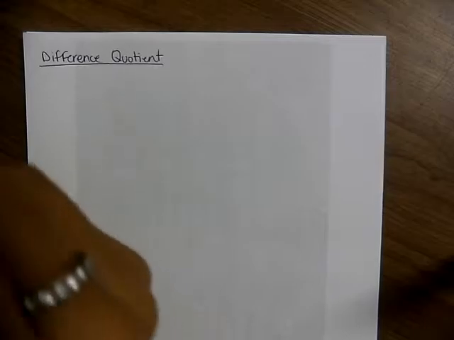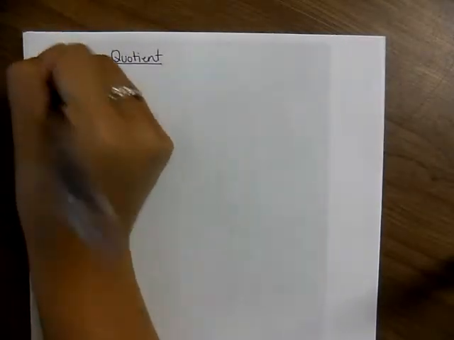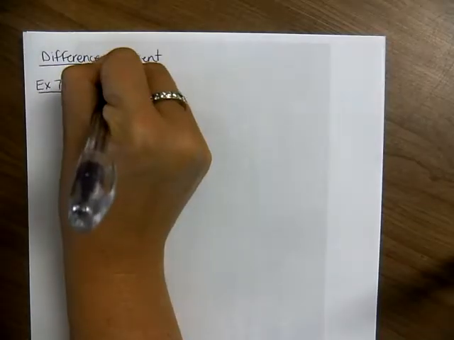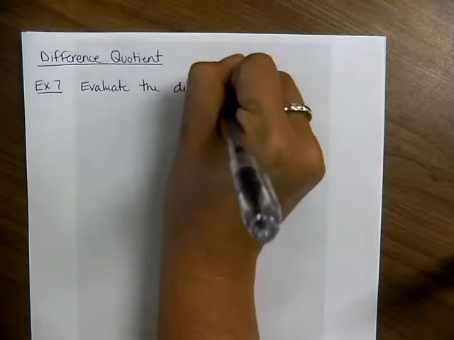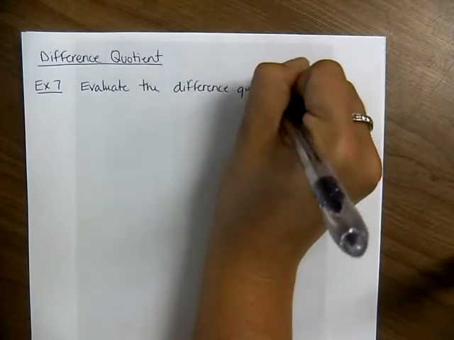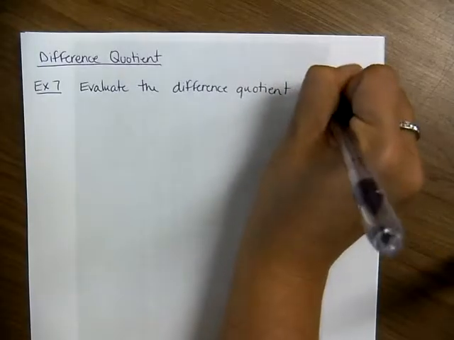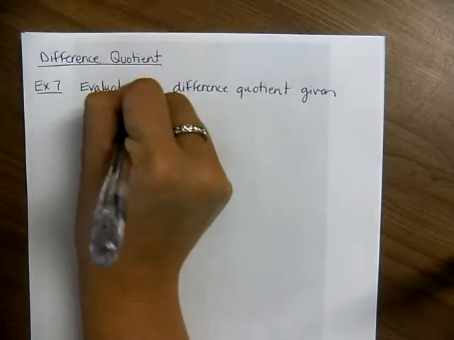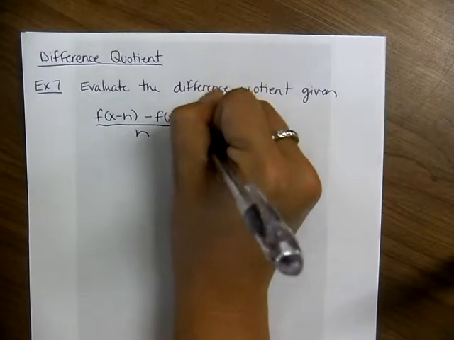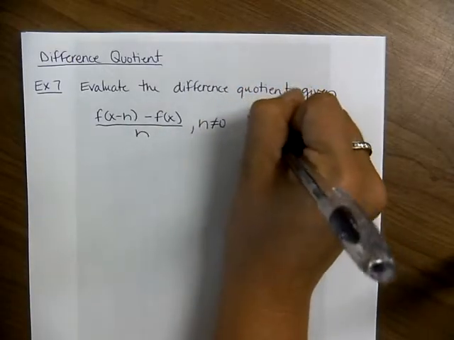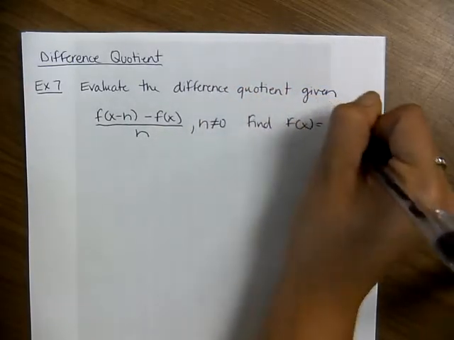And it is difficult to figure out how to set up. Once you get the setup down, the simplifying is okay. It's the setup that's difficult. So we're going to take this slow. So here's example 7. Evaluate the difference quotient given f of x minus h minus f of x all over h, where h can't equal 0, find f of x equals 2x plus 5.